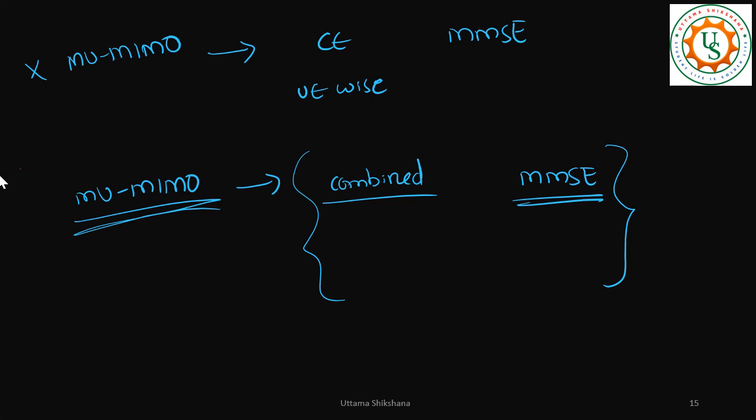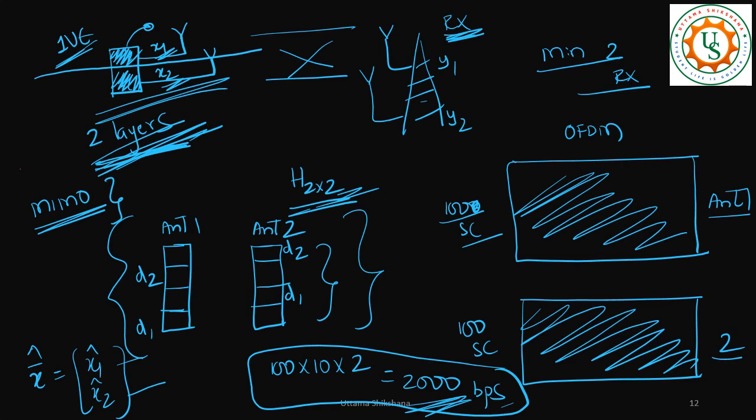To get more clarity, in the next video I will take up the example of multi-user MIMO of two UVs, each having 2 layers. That would be a little bit more complex, but we will try to analyze it to get better clarity from this one UV single layer case.